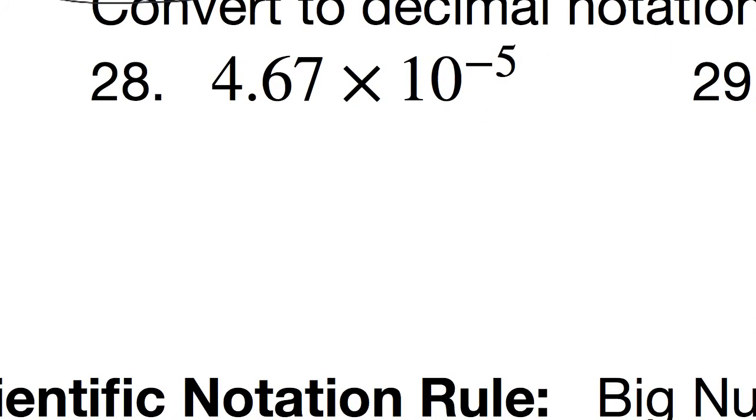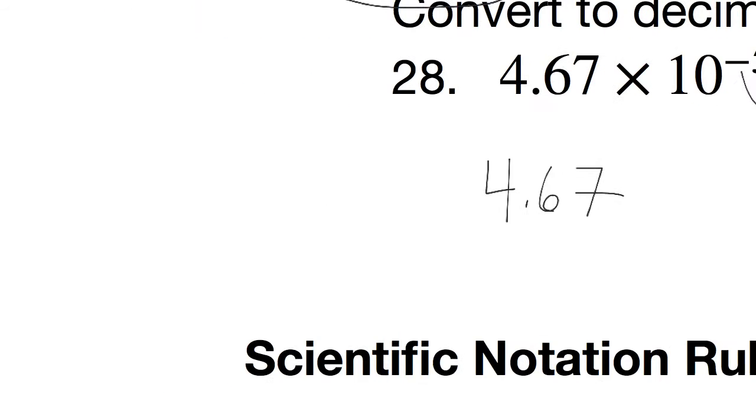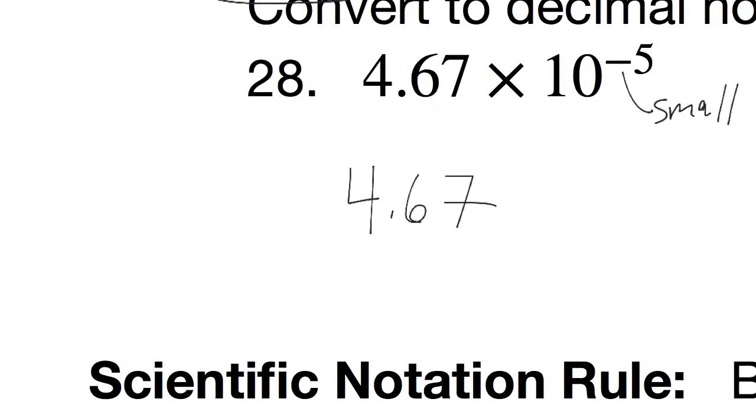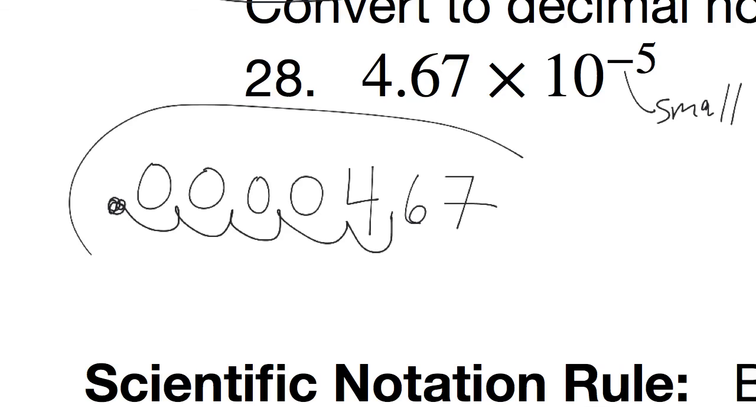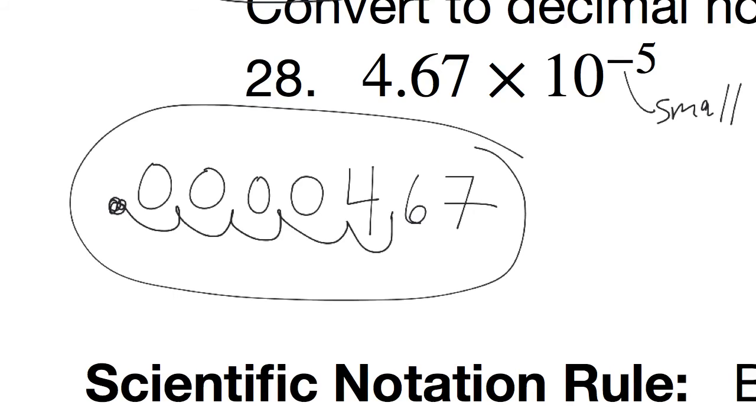Again, this is a negative exponent, so that means it's going to be a small number. And how many times do we have to move the decimal place? 5 times. In order to create a small number, I'm going to move it in this direction. 1, 2, 3, 4, 5. Decimal 0, 0, 0, 0. That is decimal notation.